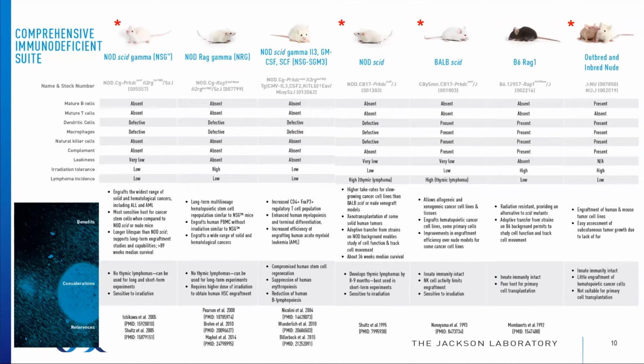Here's a great overview of the popular immunodeficient strains that we will be discussing. You can see them with the red star. Starting on the right, the outbred and inbred nudes, we will go from the least immunodeficient strains to the most immunodeficient strains, ending with the NSG on the right.